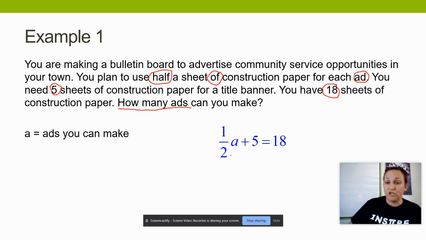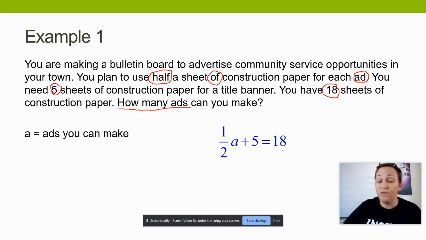So for this equation, I have the amount of ads that I'm going to make. Half times A is how many sheets it will take. Plus, I need an extra 5 sheets to make my banner. And when I add my ads plus my banner, it should hopefully use up all 18 of the paper that I have available to me. So this is my equation that I'm going to use.